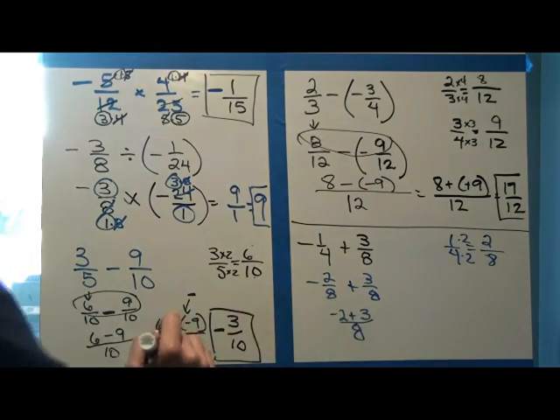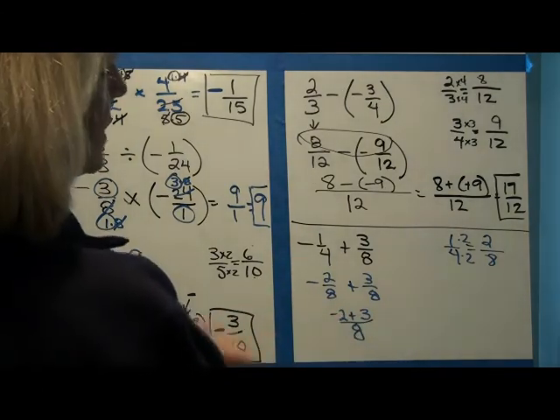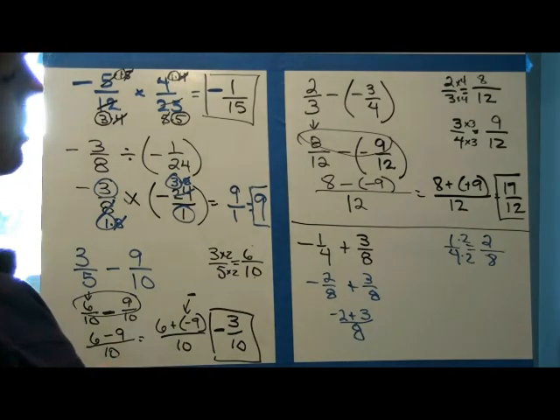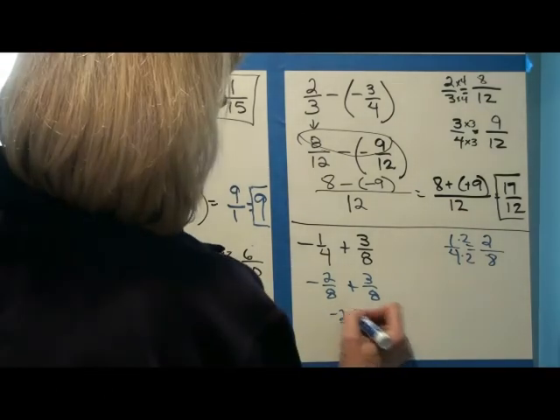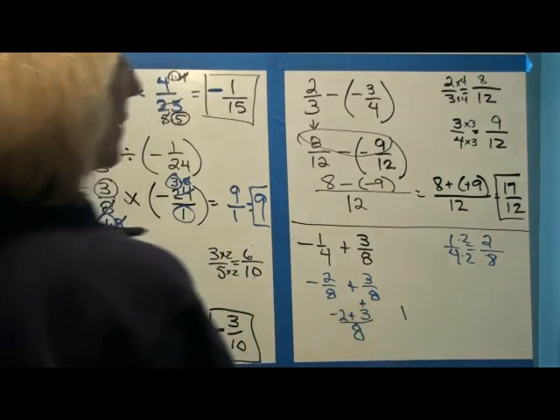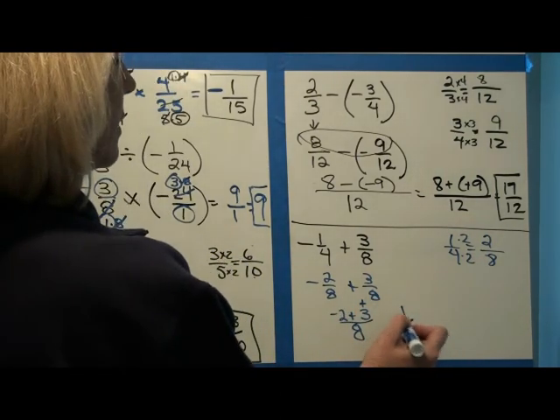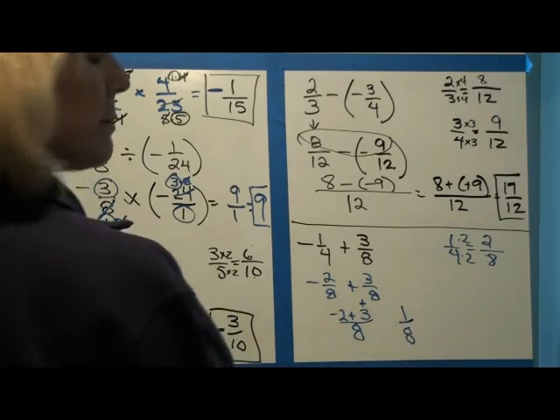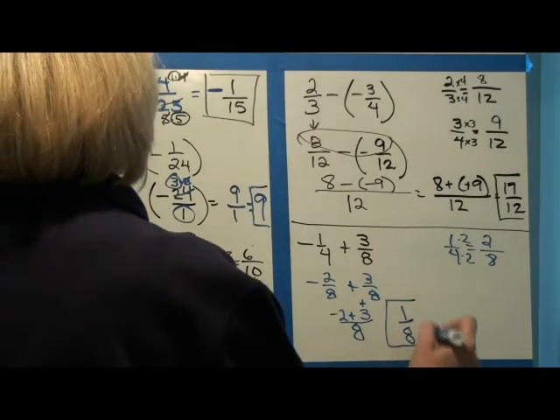Negative 2 plus 3. They have different signs, so you're going to subtract. 3 minus 2 is 1. I have more positives, so it's positive 1 over 8. Check to make sure it's reduced, and you're done with the problem.